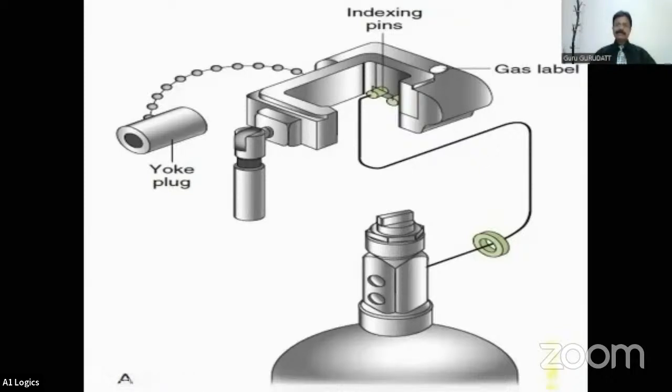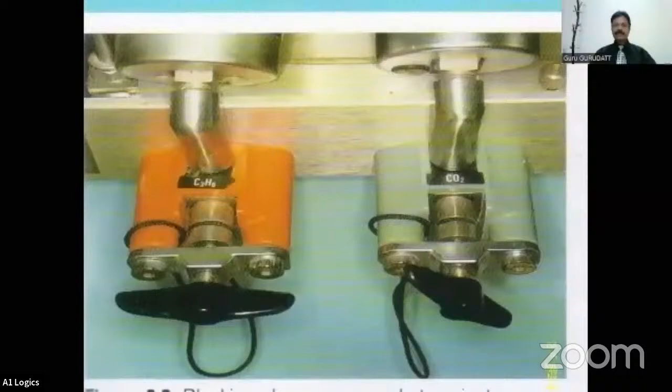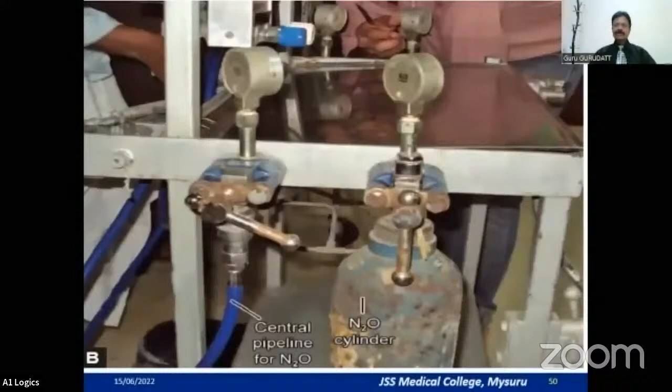It will be hanging by the side of the yoke assembly. So these are the yoke plugs. You can see these yoke plugs have been used to plug the yoke assembly.